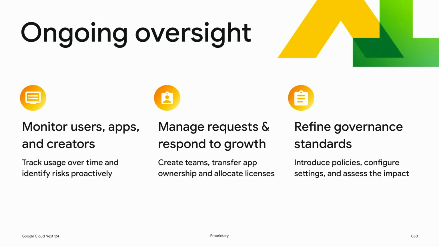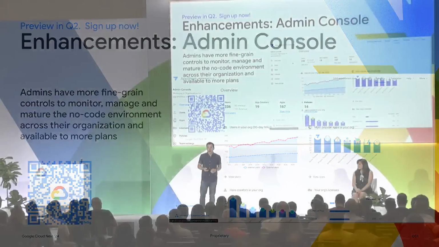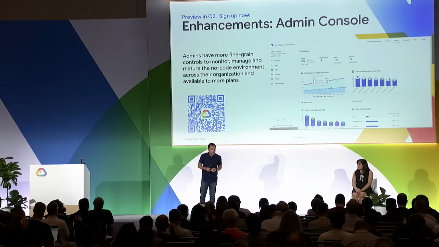There are three aspects to this that AppSheet provides to support ongoing oversight: the monitoring of users, apps, and their creators, the ability from an administrator perspective to manage requests and respond to growth, and importantly, being able to refine the governance plan that we put in place as the business evolves, but also in certain businesses, there's regulations. This is the dynamic business environment that we're in today, and it is very important that with policies, we have an easy way to quickly put into place governance strategies as they change over time.